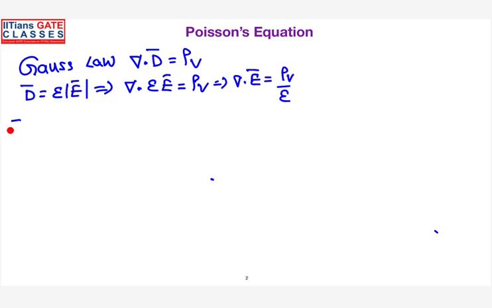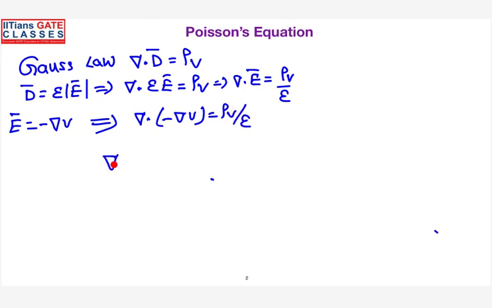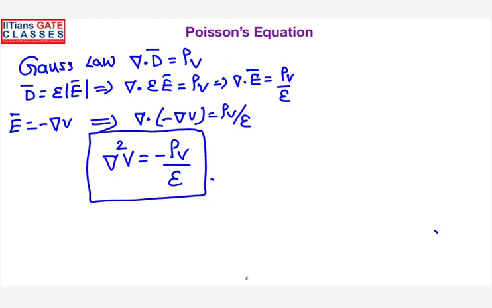And we already know the electric field intensity is the negative gradient of potential, and we can substitute that. So we get del dot minus del V equals rho v by epsilon. Which means del dot del V is called, in the vector identities we have seen, the Laplacian operator. So del square V equals minus rho v by epsilon. This is said to be Poisson's equation.